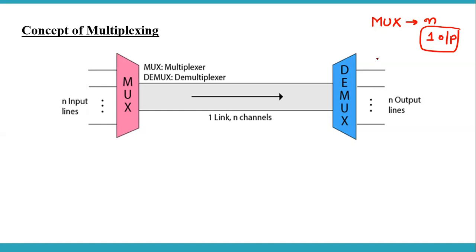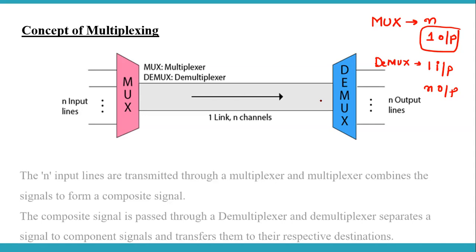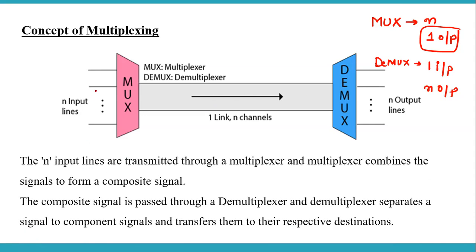And what about demux? Demux is the opposite of mux. It says that it has one input line and n output lines. So this is what they say, that if I have n input lines, so what happened? Mux will convert this n input lines and give us one output line. And when this one will go inside this demux, it will act as input, and demux will give us n output lines.